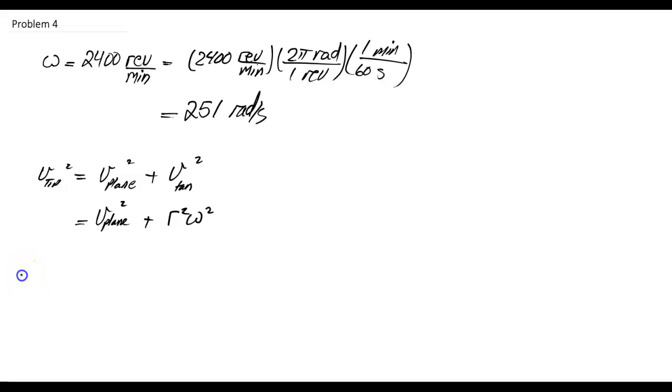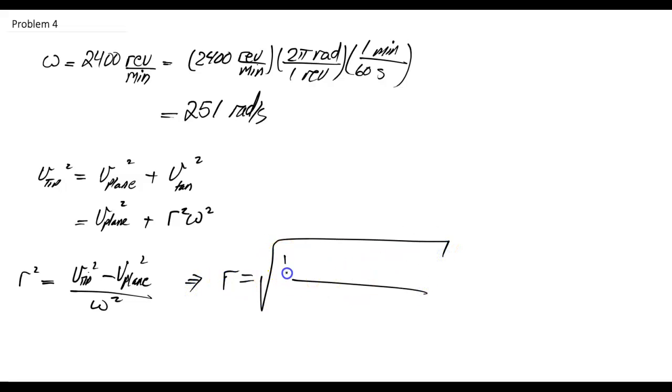And if we solve for r squared, we get it's the tip speed squared minus the plane speed squared, over omega squared. And this means that r by itself is the square root of that quantity: tip speed squared minus, sorry about that mistake, minus v plane squared, over omega squared.